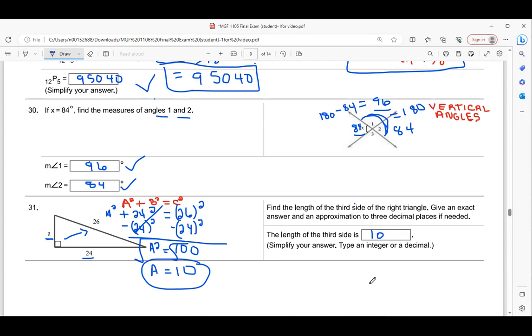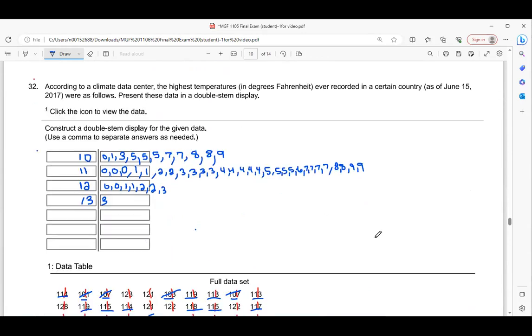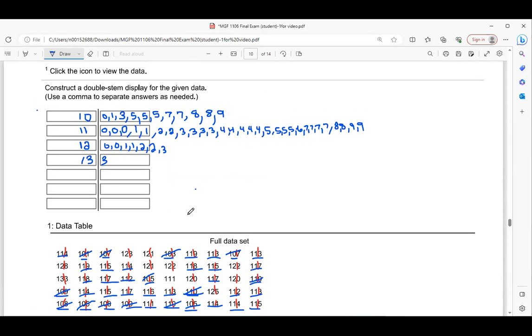Now for number 32, we had this climate data that was given to us and we were to create a stem and leaf plot. For your stem and leaf plots, remember you're separating that last digit from all of the digits in front of it. And then we want to list them in order. We have our lowest numbers that begin with 10, and the highest one that begins with 13. We just listed each number in order. You want to take your time and go through each of these numbers and cross them off as you list them in order.